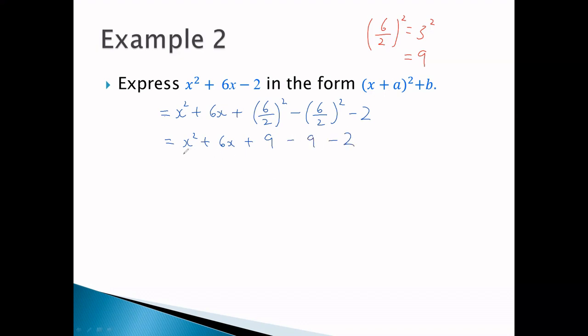Now, if you use a calculator to factorize this quadratic expression, you should get x minus 3, no, plus 3, sorry, plus 3 squared. And then minus 9 minus 2 is simply minus 11. And there you go. I've completed the square.